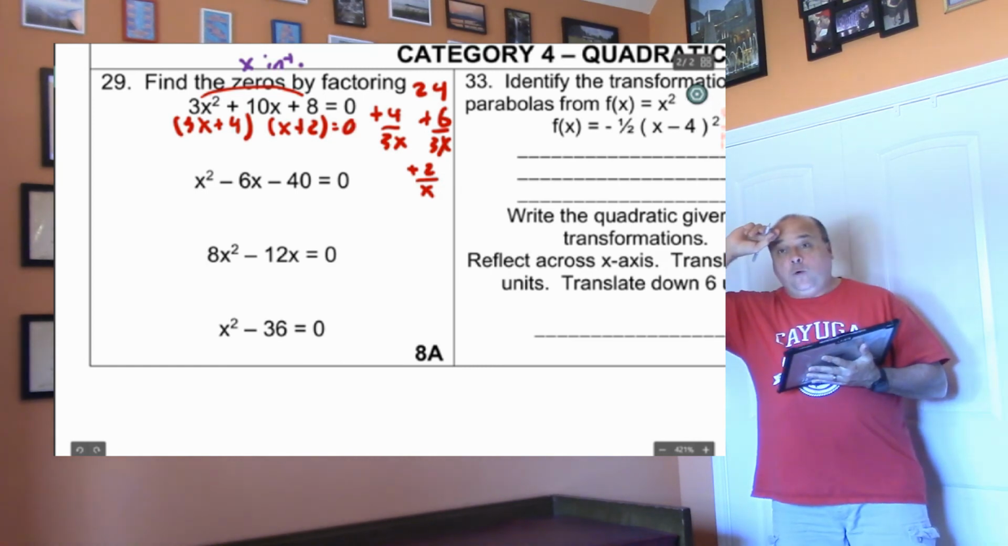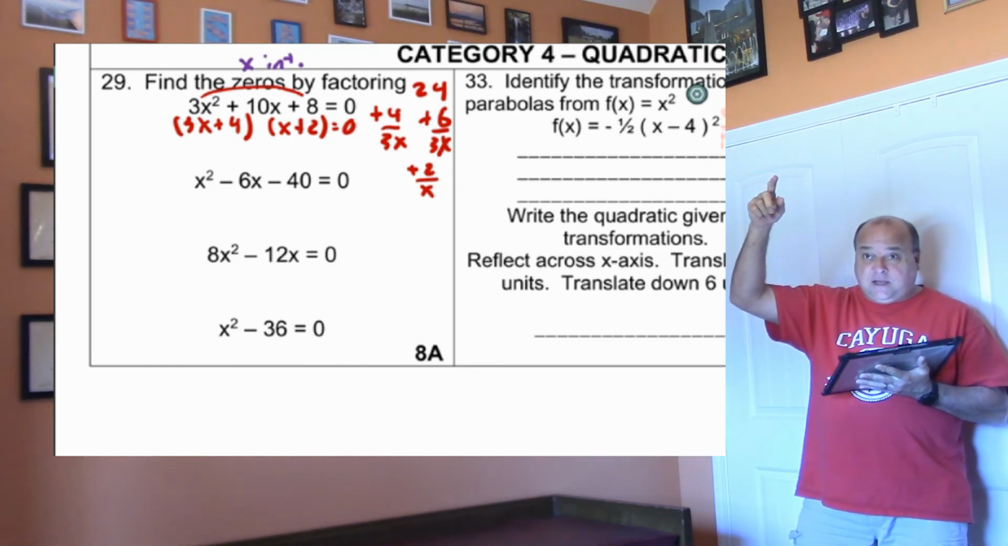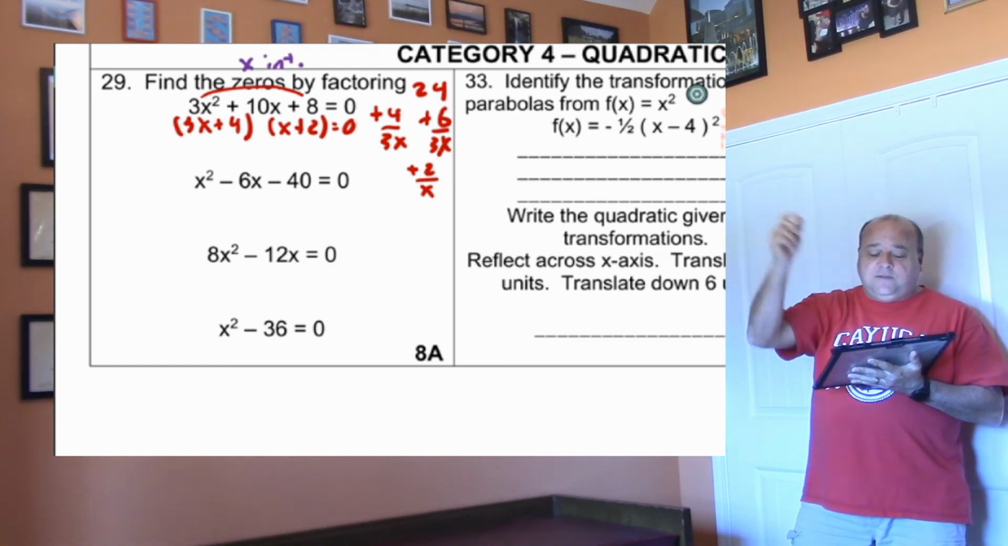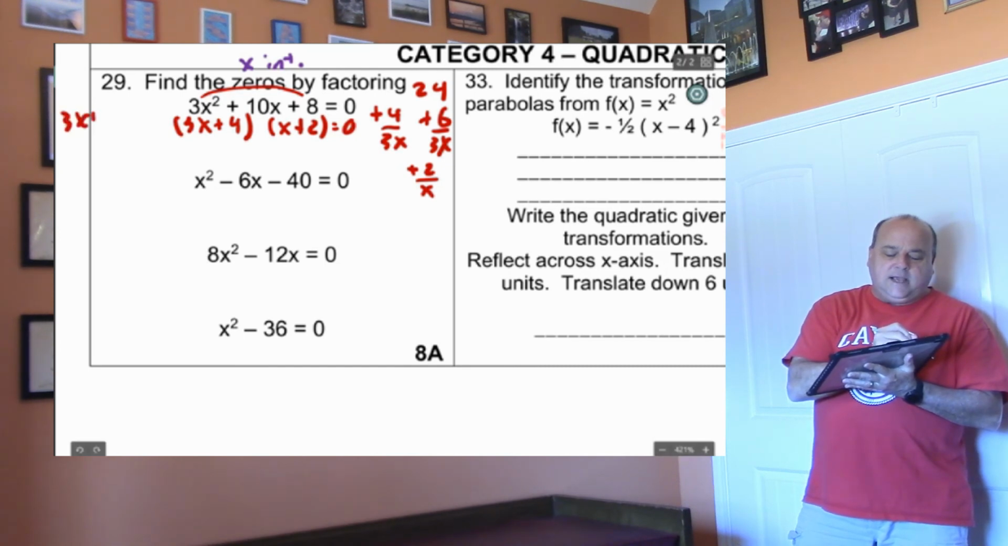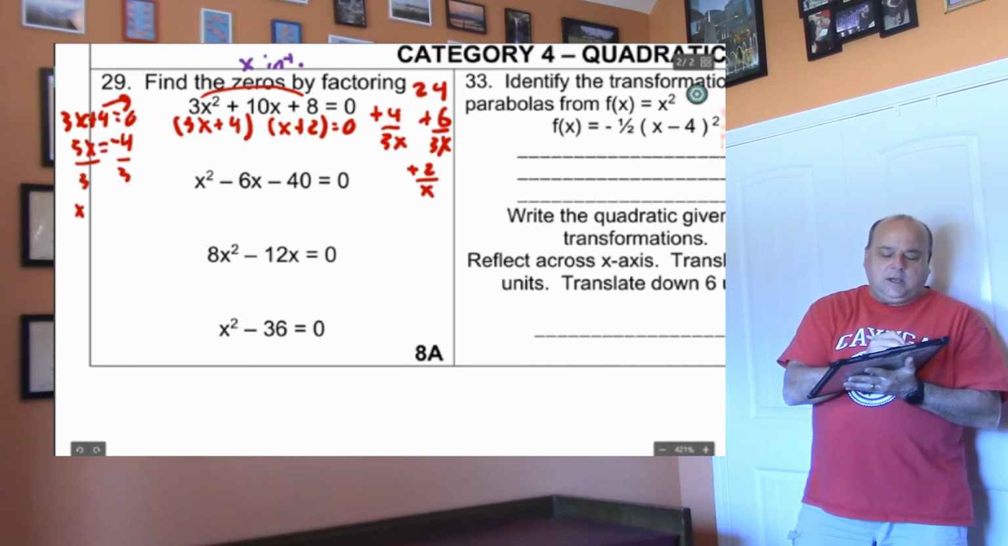Now then, this is important. You're doing this in the lesson, I think, today. You've got to find the zeros. So if I were to put 3x plus 4 equals 0, move over the 4 and divide by the 3, I would get x equals negative 4 over 3.